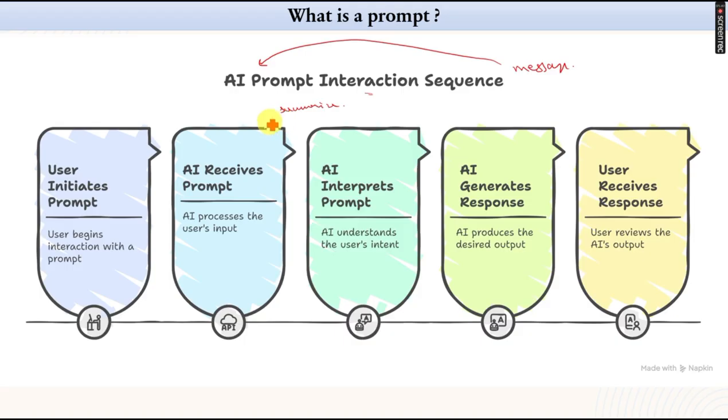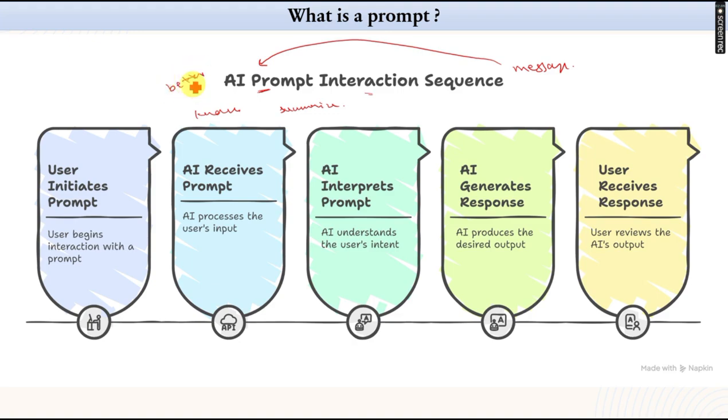The reason we need a prompt is because that's how the AI knows what you want. The AI doesn't think like a human. It waits for an instruction and then performs a task based on that instruction. If your prompt is clear and well structured, the AI is more likely to give you a useful and correct answer.